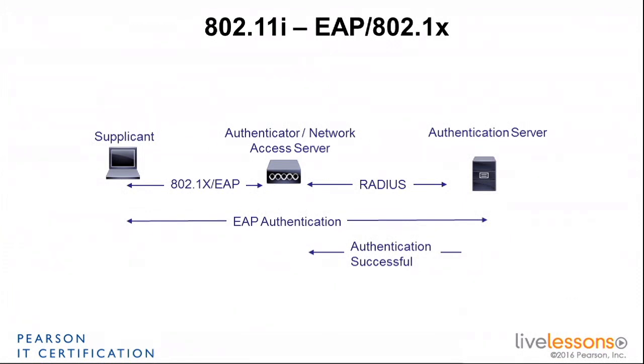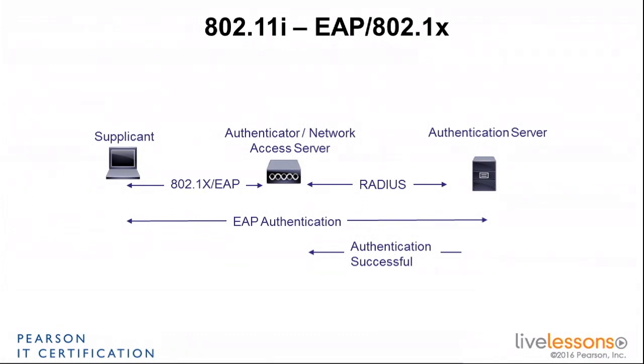One is this pre-shared key system for small networks, and for enterprise security, they combine 802.1x and EAP together. And the way it works is that you have the supplicant, which is your laptop, the authenticator or NAS, network access server, is the access point or the pair access point / controller. And then, of course, there is the authentication server.